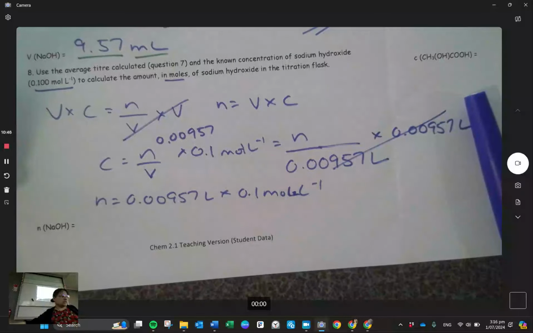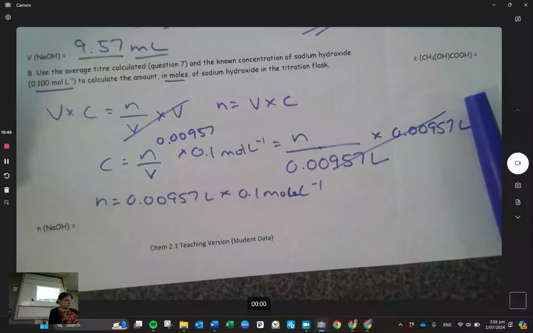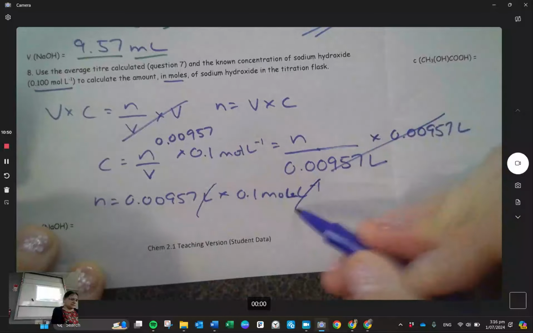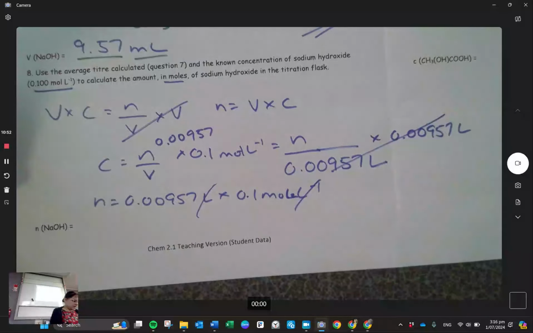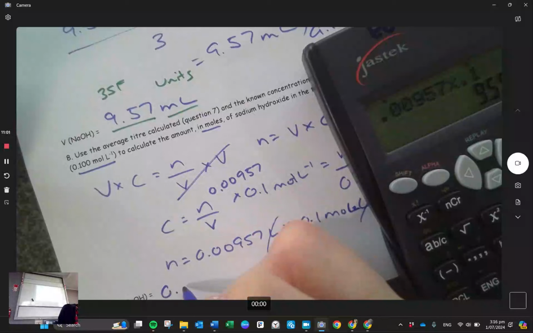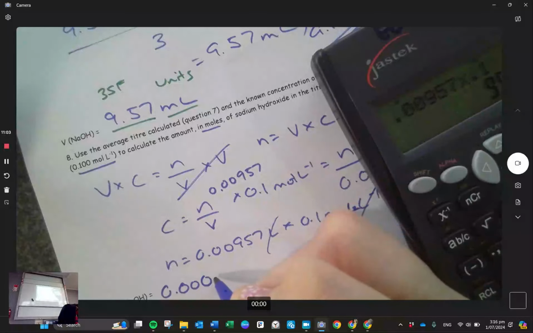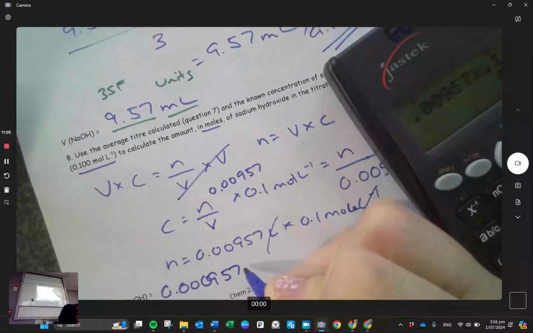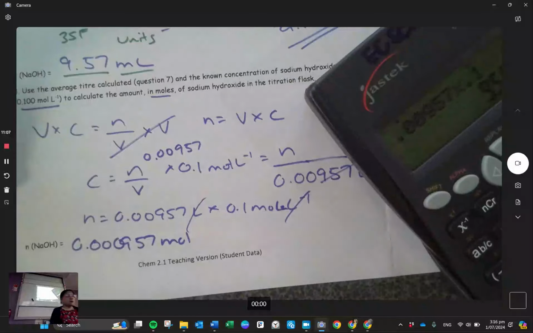All right. So I'm just going to multiply those two numbers to get the moles, and the liters cancel out. There we go. That's n equals 0.000957 moles. That's the number I'm getting.